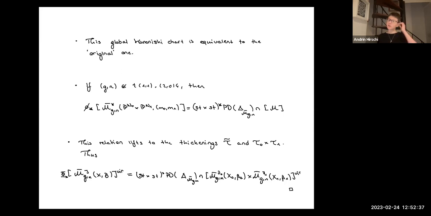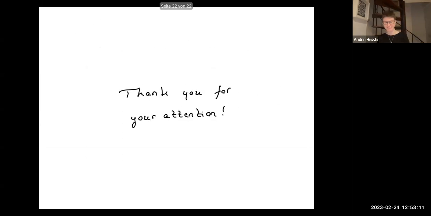Now, using these topological submersions, which we have naturally from our construction, this relation actually leads to the equivalent relation between the fundamental classes of the thickenings T-tilde and T0 × T1. And then you can use this to show the following formula or relation between the virtual fundamental classes. And as soon as you push this forward, you get the product formula I showed you before. And that's all I wanted to say. I thank you for your attention.